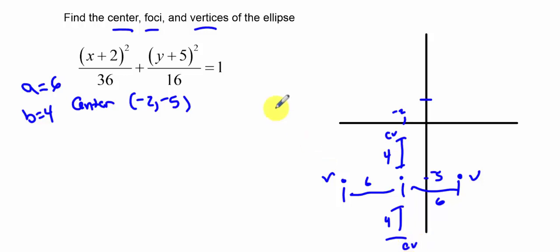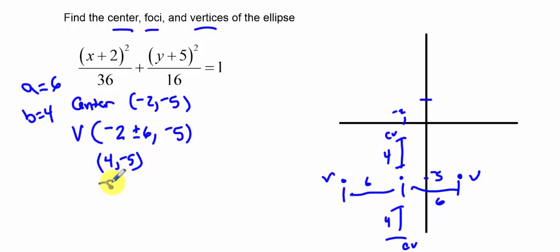Like so. They don't ask for the co-vertices, just the vertices. So you'll notice that if I'm going out 6 from the center value, then I can say my vertices are at -2, which is the center, and then I go left and right 6. Left and right is adding and subtracting to the x, and I go down 5. So that's going to give me values of 4, -5, and -8, -5.